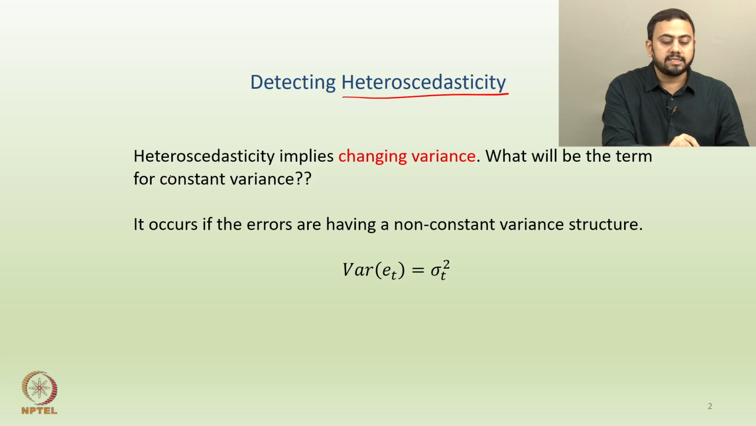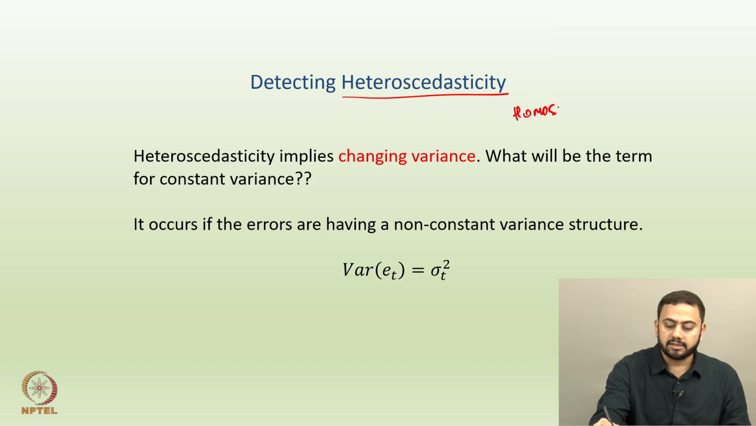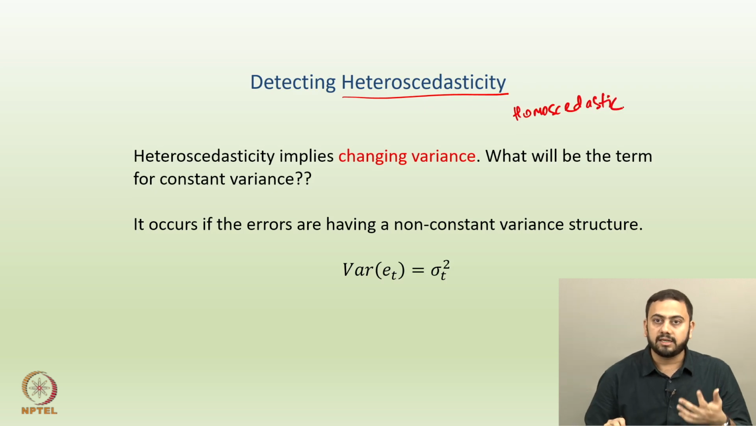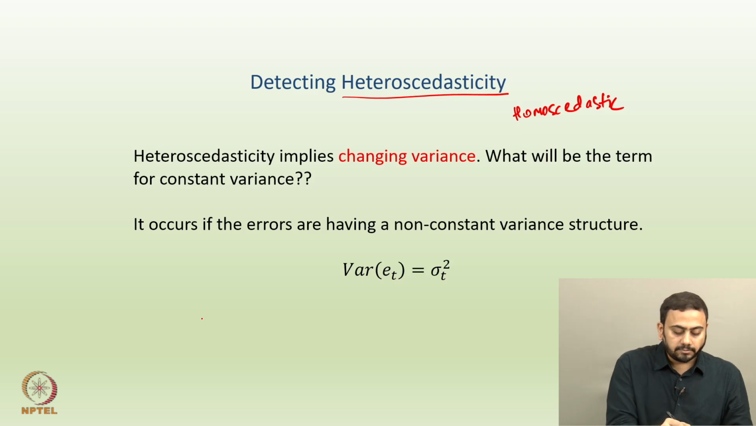So heteroscedasticity implies changing variance. So what will be the term for constant variance? The term for constant variance is nothing but homoscedastic. So we will say that a process is homoscedastic in nature, or there exists some homoscedasticity, if the variance is constant over the entire time span. Okay. Now again, before we proceed with any hypothesis testing, I will quickly remind you of certain situations where such a thing can happen.